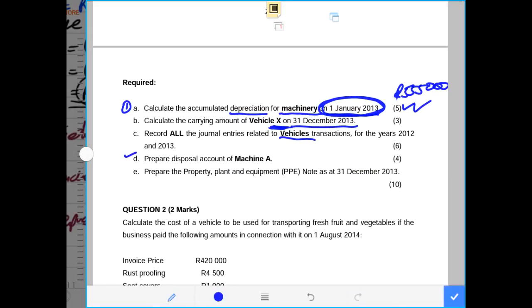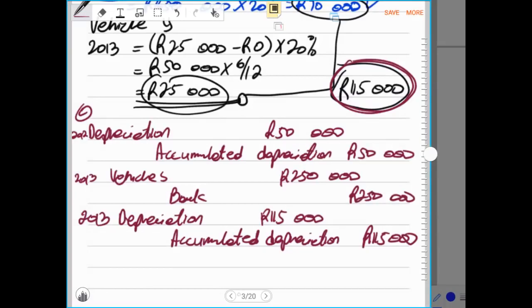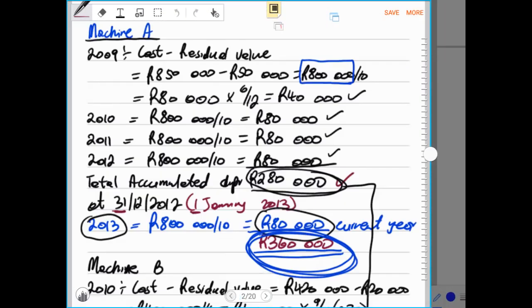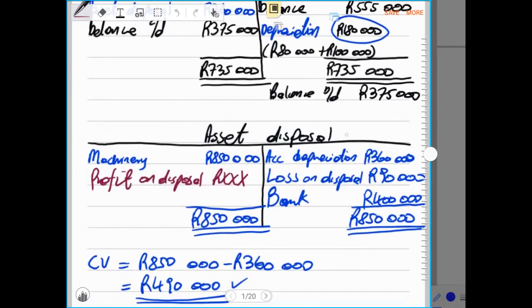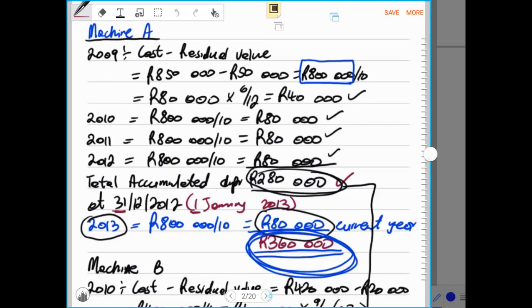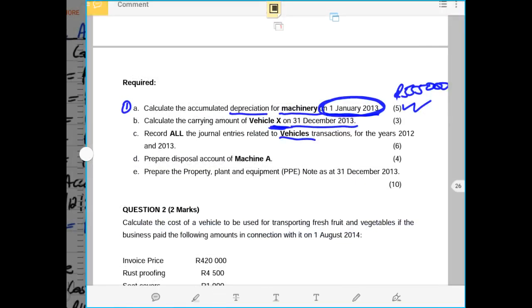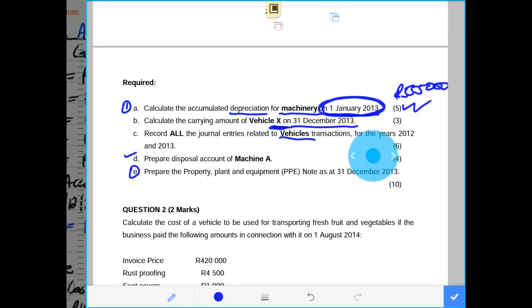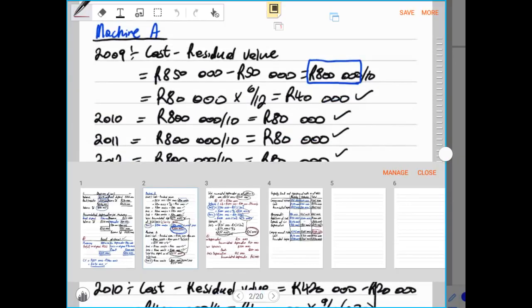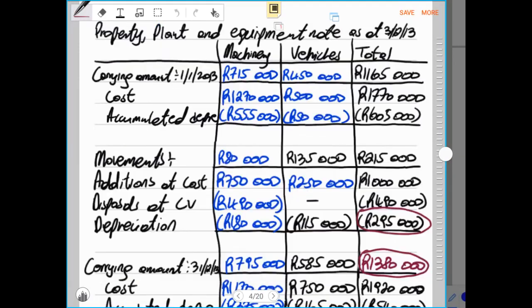We were required to prepare the asset disposal account for machine A. We have done the asset disposal account for machine A. It is done and dusted. Number D is also done. Let us check another one that might be missing. Number E is the property, plant and equipment note. We have done that, 10 marks, and we have nailed it all. So this was number E.